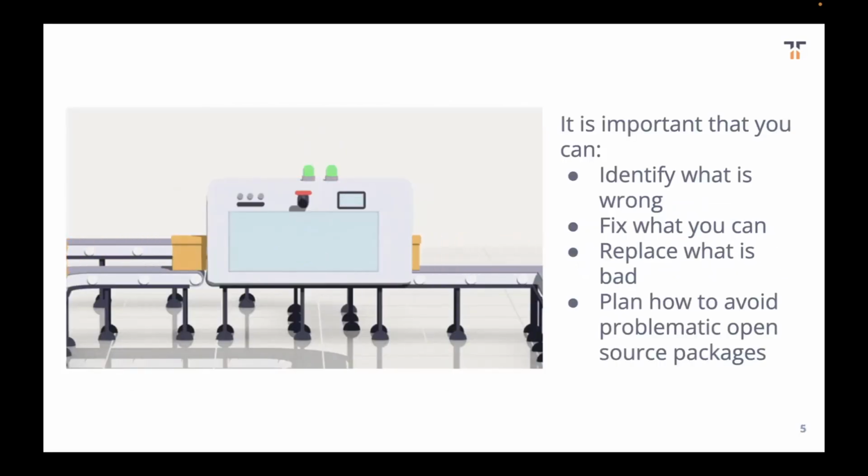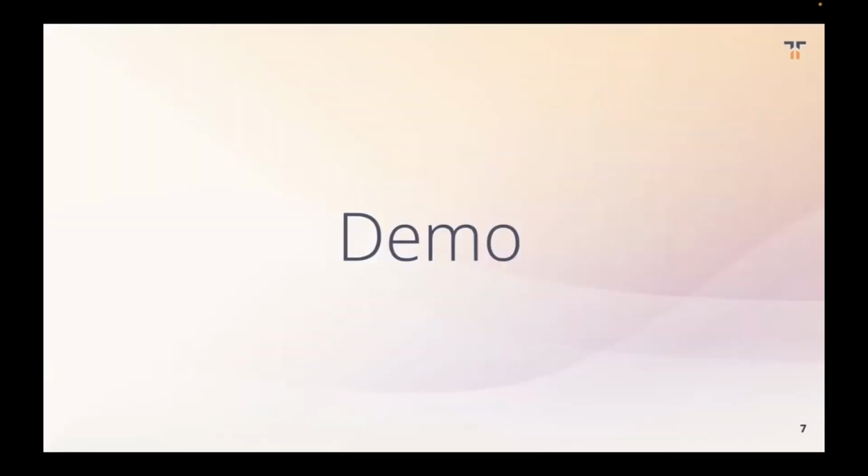There are a number of tools that report vulnerabilities, but what about helping to clarify and prioritize your next actions? And what about less obvious forms of risk? It is important that your organization can identify what's wrong, fix what you can, replace what's bad, or at least figure out how to avoid problematic open source packages. Now that we have established the challenge, let me show you how Tidelift can help.